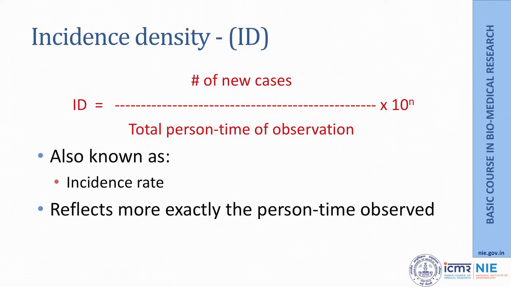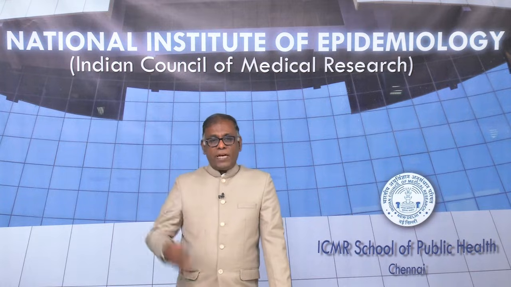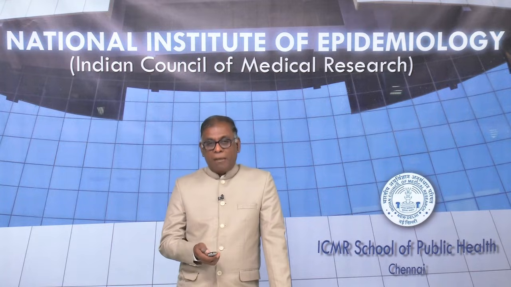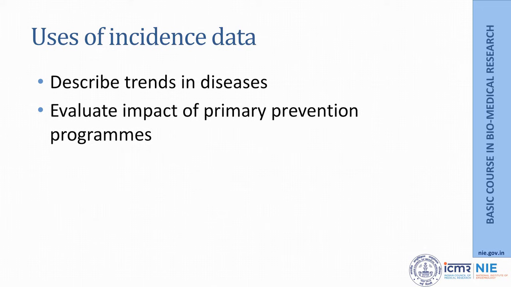Now, let us look at the other measure, which is called incidence density, denoted as ID. The incidence density is the number of new cases divided by the total person-time of observation, multiplied by a factor of 10. This is also known as the incidence rate. This reflects more exactly the person-time observed. The uses of incidence data: it describes trends in diseases, how a particular disease changes over a period of time, and it evaluates the impact of primary prevention programs.